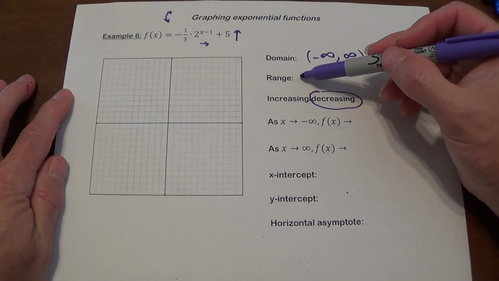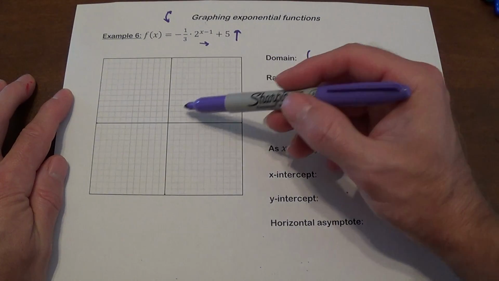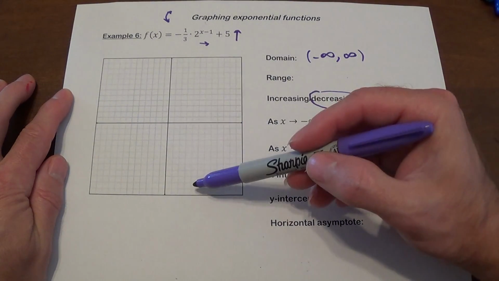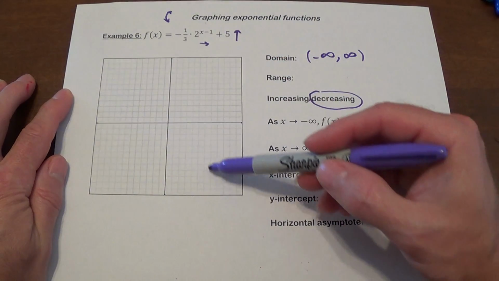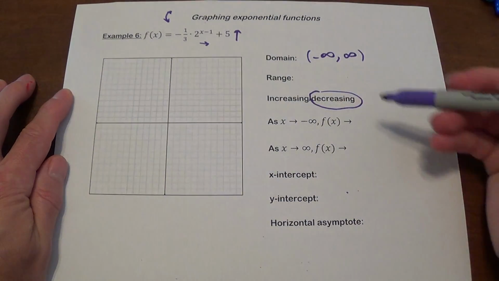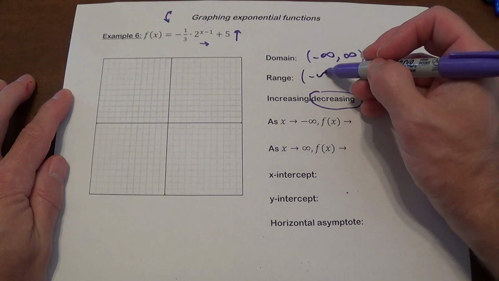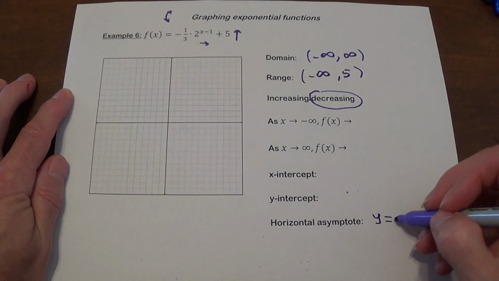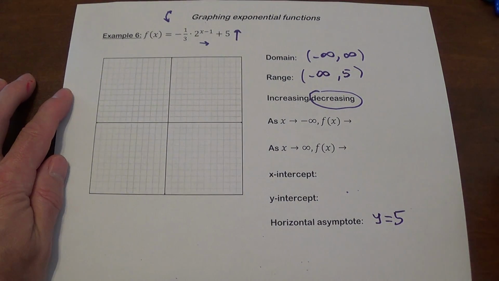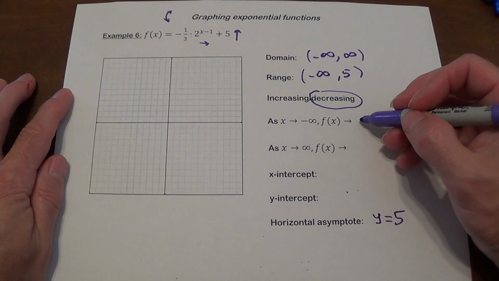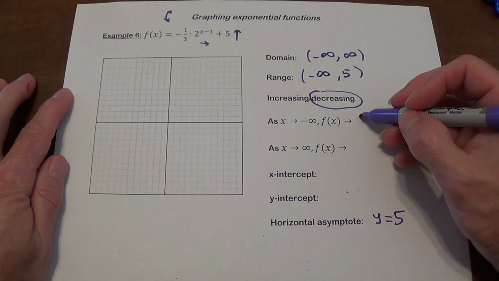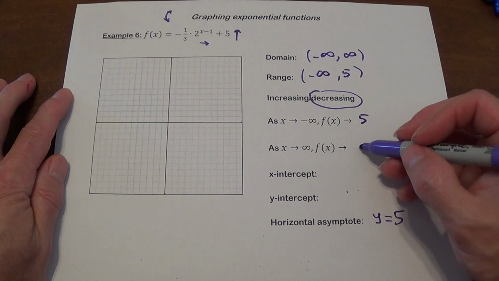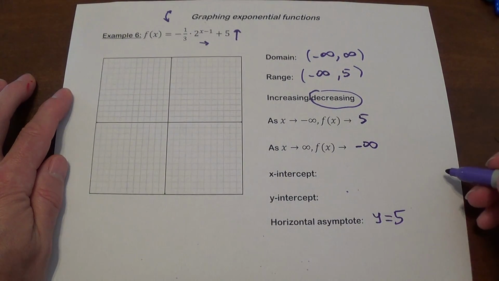So the range here is going to be, let's think about this. We go from 0 to infinity, right? We flip it about the x-axis, so we're going to go from -infinity to 0, and we shift it 5 units up. So it's going to go from -infinity to 5, which means our horizontal asymptote will be y equals 5. So the left side is going to go towards the asymptote, which will be 5. The right side, the graph is going to drop, and it's going to head down to -infinity.